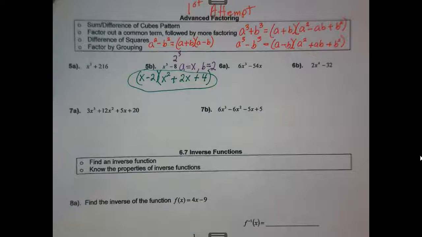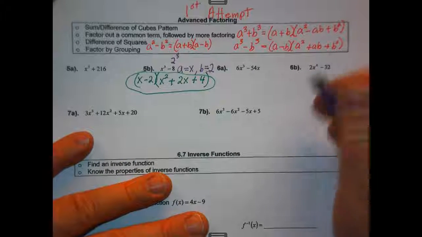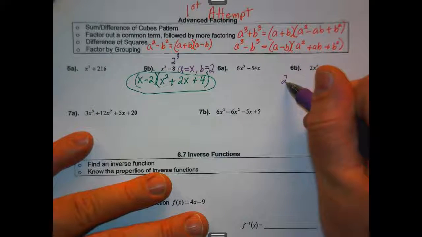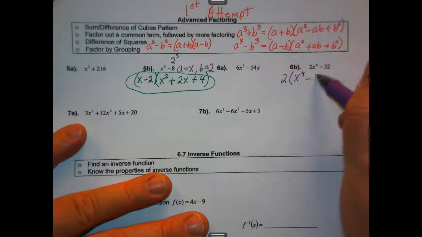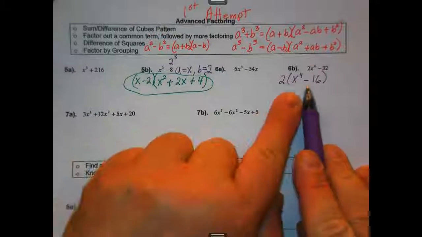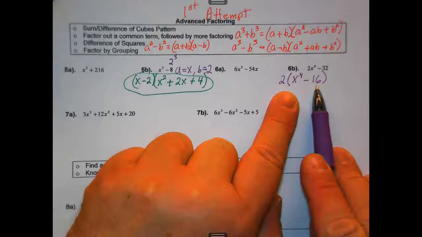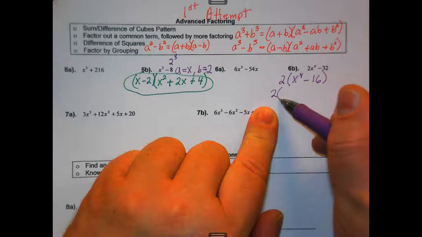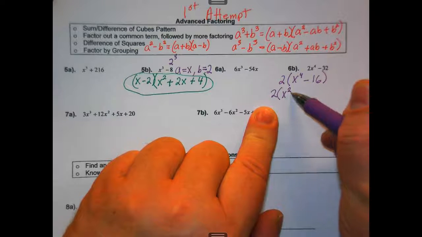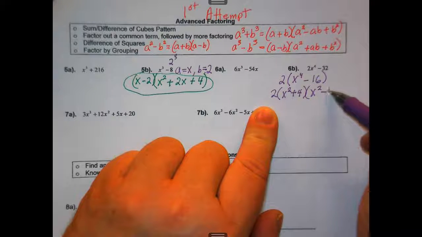6B. I can take something out first, right? You take out a 2. I think that's it. X to the 4th minus 16. This is difference of squares, right? This is x squared squared, and this is 4 squared. So my a is x squared. So I have 2 times x squared plus 4 times x squared minus 4.